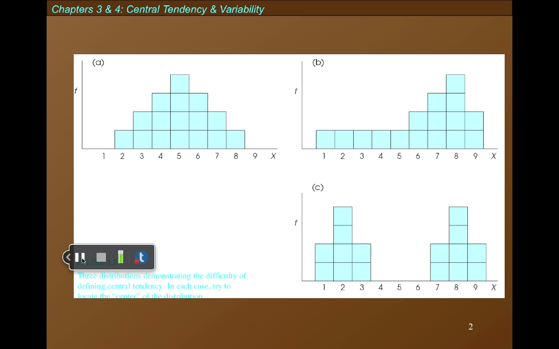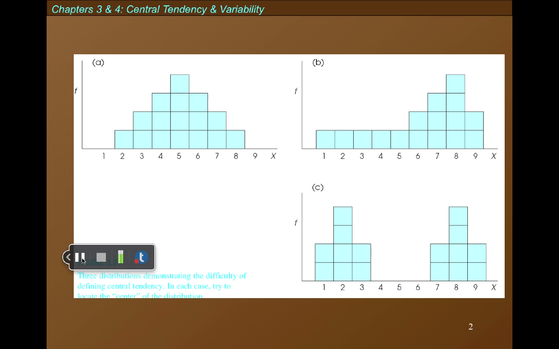Hello everyone. Today we're going to talk about central tendency and variability, which are very fundamental concepts for all kinds of statistics. And we'll talk a little bit about how we use those toward the end, and how we sometimes have a hard time defining central tendency. The first one is a perfectly symmetrical distribution.